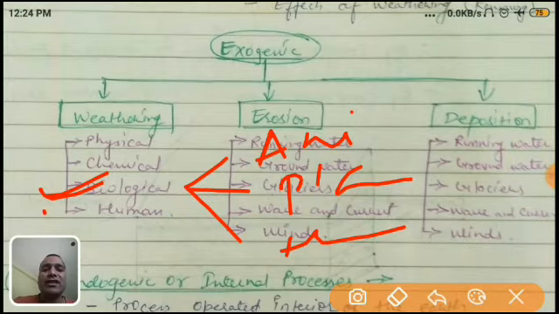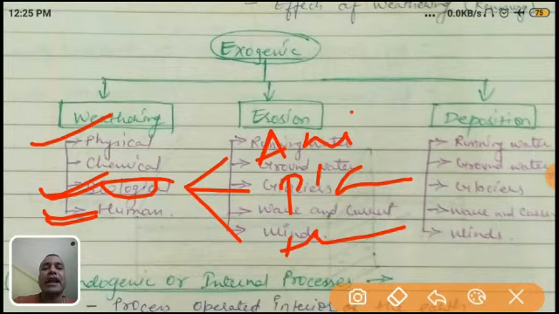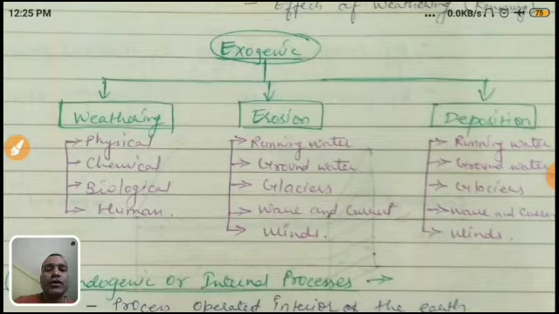And humans, you can write them separately, because we always think we are the special one, but in biology you have studied very well that human beings are also animals, okay. So either you write in separate form or in biological weathering. So I hope you understand all this: physical weathering, chemical weathering, biological weathering, and weathering by the help of human.